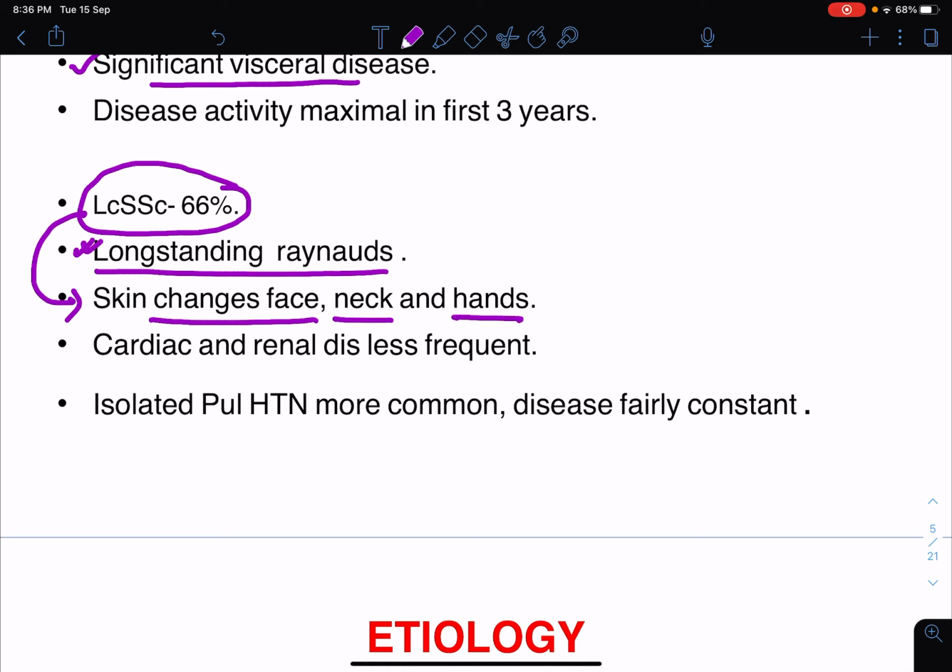In diffuse systemic sclerosis, we have known that there is significant visceral involvement. But in limited systemic sclerosis, visceral involvement like cardiac or renal involvement is less frequent. But one thing you remember is that isolated pulmonary hypertension is more common in limited cutaneous systemic sclerosis. And the disease course is fairly constant.